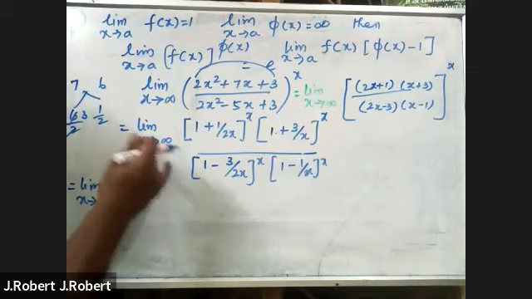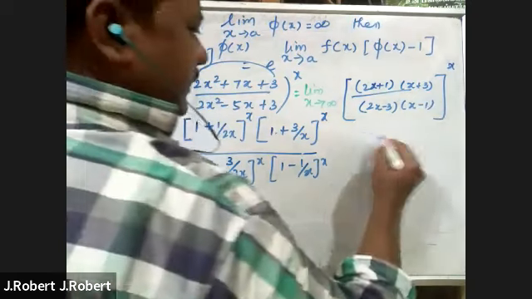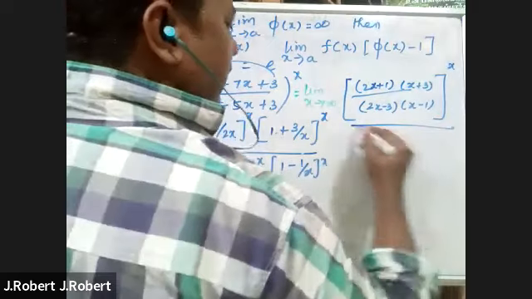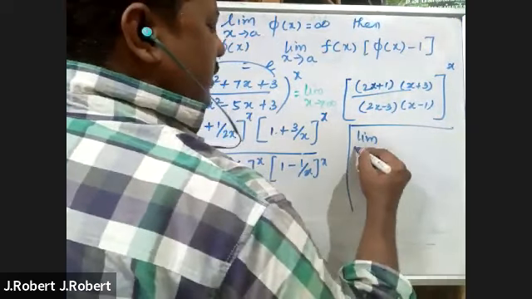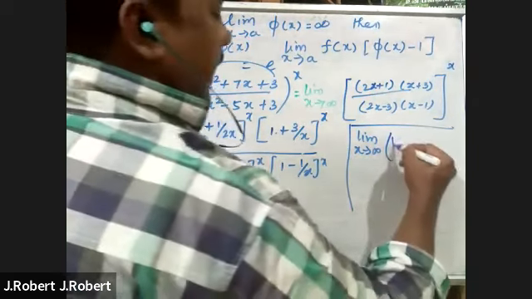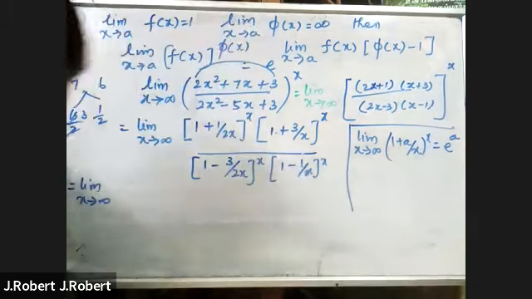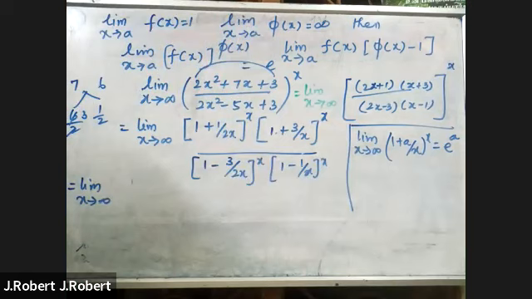I gave you a result. What is the result I have given? Limit x tends to infinity 1 plus a by x. Write this result on the side. I will not say it again. I am telling you because of the first problem. Limit x tends to infinity, we have the result 1 plus a by x whole power x is equal to e power a. Right? That is the result I have given. Limit x tends to infinity 1 plus a by x whole power x.